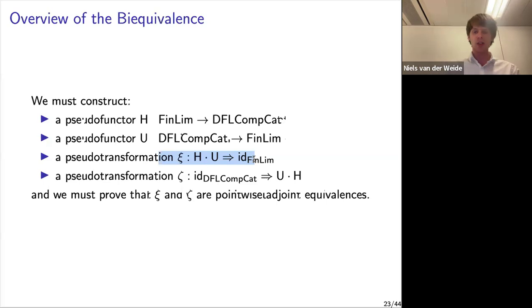But that's actually not really needed, because it suffices to show that they are pointwise adjoint equivalences. And that simplifies the whole thing, because I only need to make one pseudo-transformation like this and one like this, done. I don't need to make them the other way around. No need to worry about invertible modifications. It's just this and this, and check that they are pointwise adjoint equivalences.